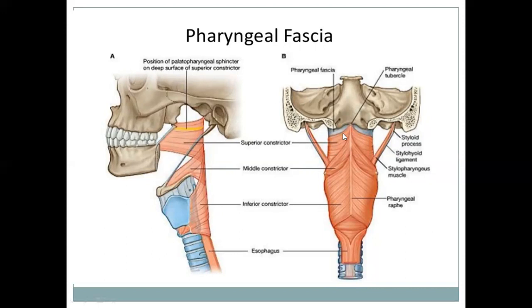From the superior constrictor, it overlaps over the pharyngobasilar fascia, and this is the middle constrictor. The middle constrictor arises from the styloid process of the temporal bone. This is the styloid process, and this is the stylohyoid ligament, which is attached to the lesser cornu of the hyoid bone. The middle constrictor arises from the stylohyoid ligament, from the lesser cornu, and from the greater cornu of the hyoid bone. So this is the middle constrictor.